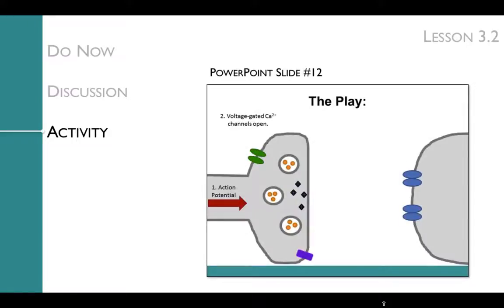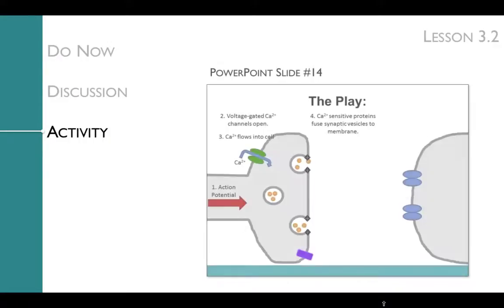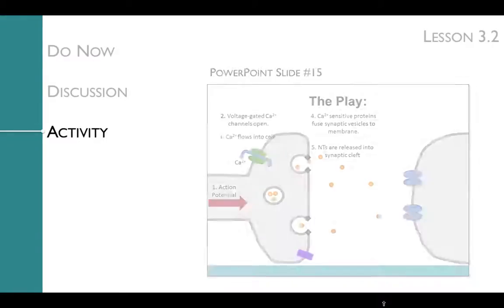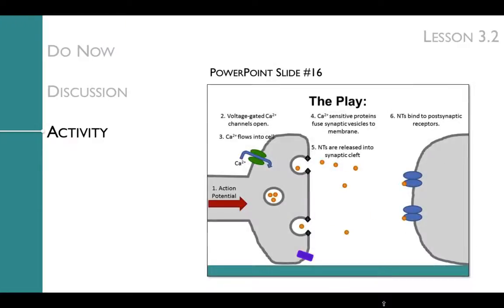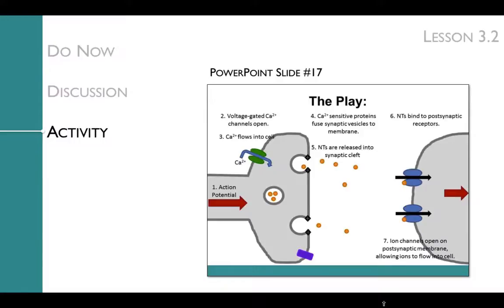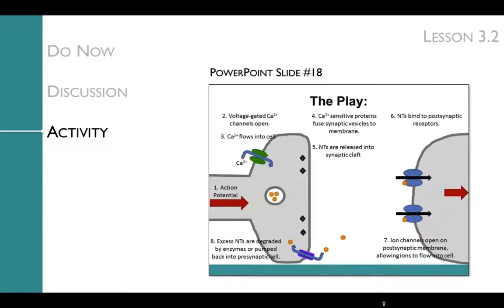Number 2, voltage-gated calcium channels open. 3, calcium flows into the presynaptic cell. 4, calcium-sensitive proteins fuse synaptic vesicles to the membrane. 5, neurotransmitters are released into the synaptic cleft. 6, neurotransmitters bind to postsynaptic receptors. 7, ion channels open on the postsynaptic membrane, allowing ions to flow into the cell. And 8, excess neurotransmitters are degraded by enzymes or pumped back into the presynaptic cell.